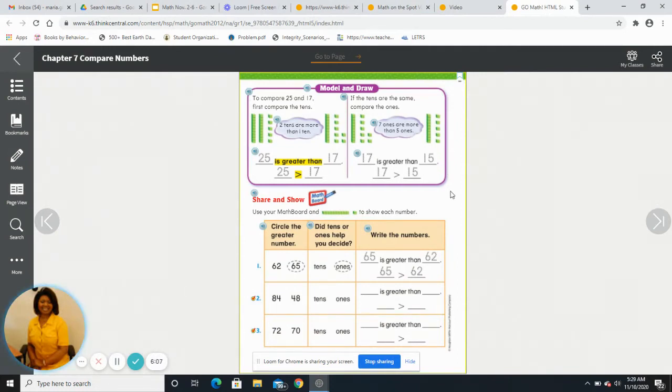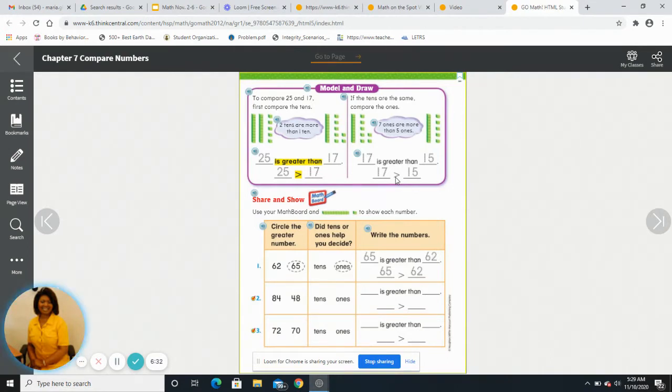Therefore, we need to think, which one is bigger, 7 or 5? 7 is bigger than 5. Very good. Therefore, 17 is greater than 15. And of course, 17 is greater than, and we know that this is the greater than symbol because the alligator always wants to eat the number who is bigger.